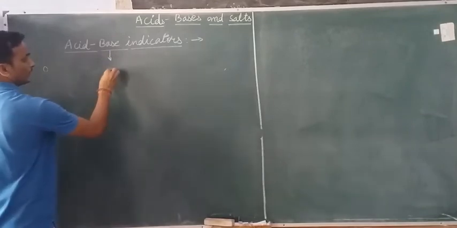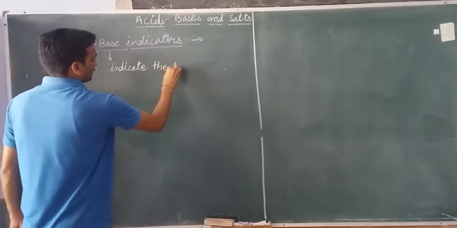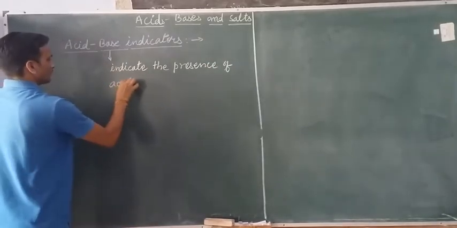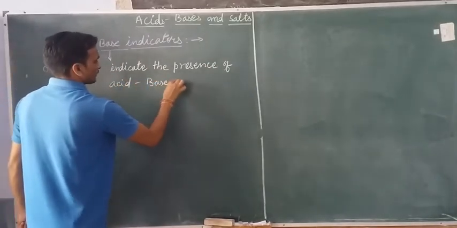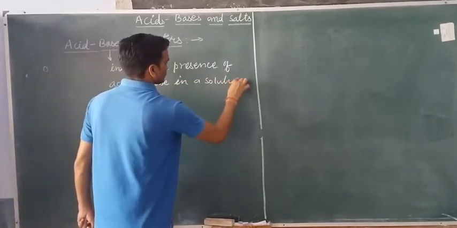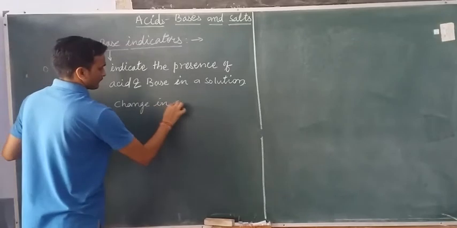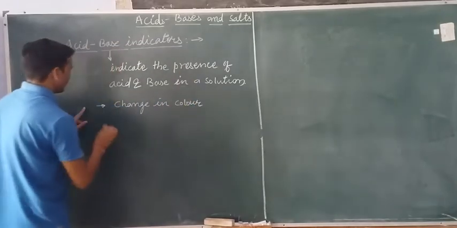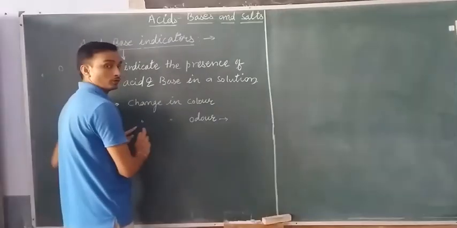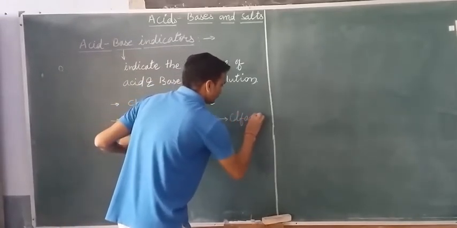The acid-base indicators indicate the presence of acid and base in a solution. Some indicators show a change in color, while some show a change in odor. Indicators which show a change in odor are called olfactory indicators.